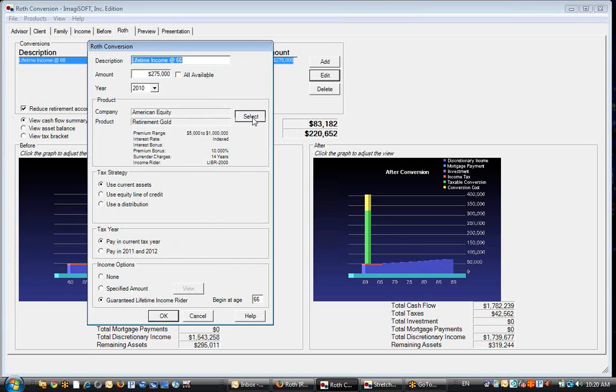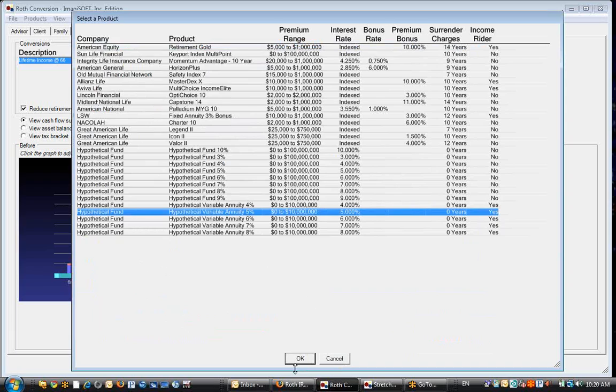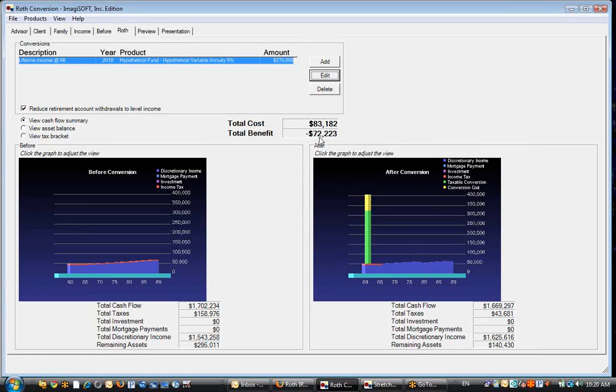Yeah, I'll go ahead and do that. So I'll go in, first of all, I'm going to select the product. Instead of American Equity, I'm going to use this hypothetical variable annuity at 5%. And then I'm going to use a guaranteed lifetime income rider starting at age 66. And you see in this particular case, it doesn't work out. It doesn't work out because the costs on the rider are so high that it just isn't able to produce the income. And so you'd have to look at that one there, because I don't even remember which model this was based on, but it was based on somebody who wanted their particular variable annuity put in there.